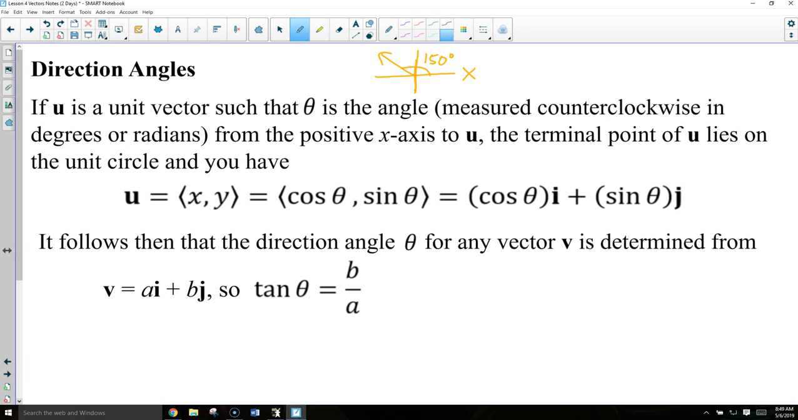So it follows that if vector v is ai plus b times vector j, well, if b is sine and a is cosine, well, tangent is sine over cosine, so the tangent of the angle would be equal to b over a. Remembering then that to solve for theta, we would do the inverse tangent of b divided by a. So it gives us a quick way to find our angle theta.